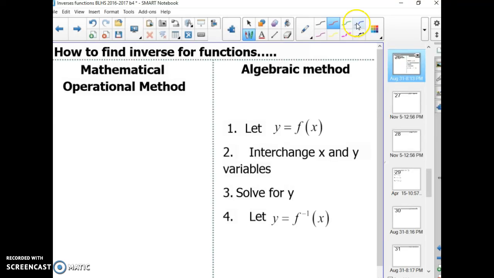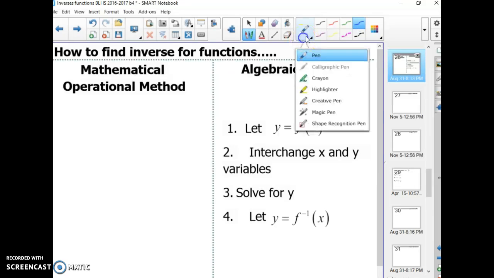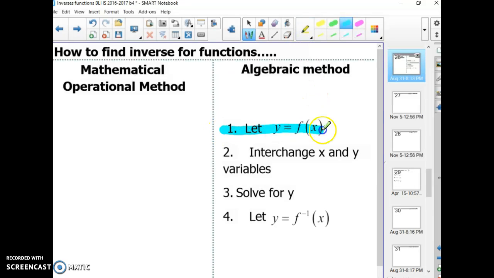Alright guys, we're going to talk really quickly. There's two methods to do inverses. There's the algebraic method, which I'll show you. You let it equal y, you interchange x and y, and then you solve for y and put the inverse notation back. And the other way is the operational method.